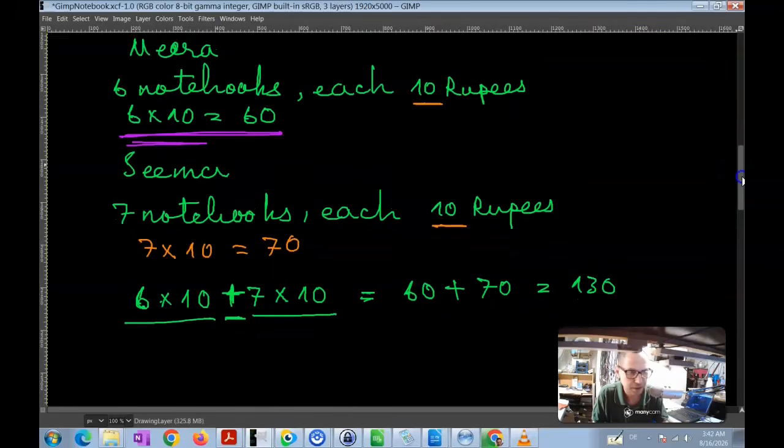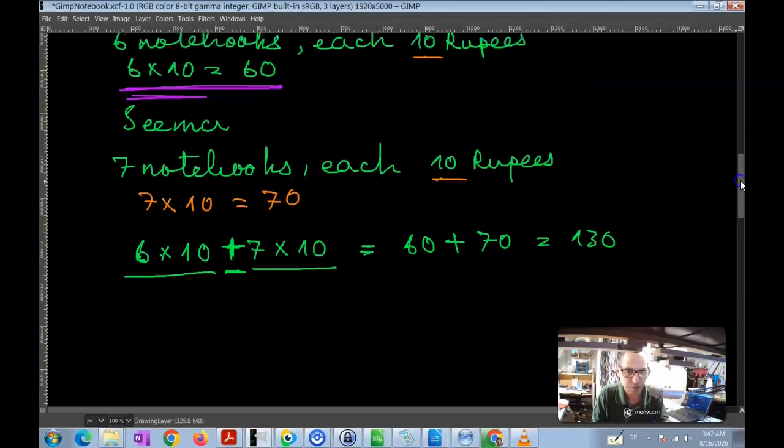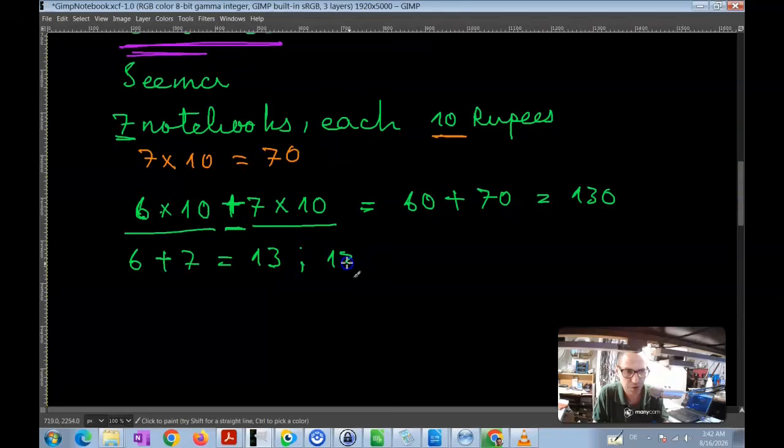And then it seems that Miraz said that since the unit price for the notebooks was the same in both cases, 10 rupees and 10 rupees, we bought 6 plus 7 notebooks, which is 13 notebooks, and then 13 notebooks times 10 rupees would be 130 rupees.